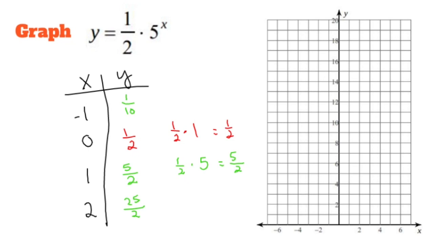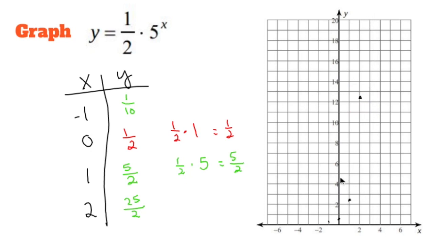So that allows me to draw a few points. So -1 is basically 0. I mean, 1/10 is close enough to 0. At 0 we have 1/2. At 1 we have 2.5. 25 over 2 is 12.5. And if I were to multiply by 5, I'd definitely run out of space.